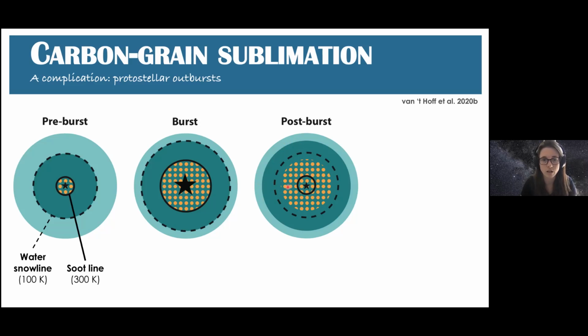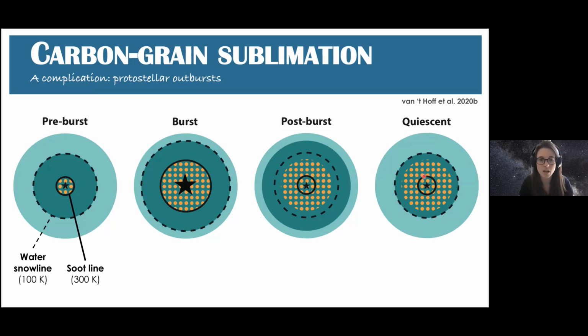a spatial difference between nitrogen and oxygen-bearing molecules, but the temperature signature might be much harder to see because nitrogen is now enhanced outside of the soot line, so in a much colder region. And then finally, when the chemistry has caught up and these molecules outside of the snow line have frozen out again, it just depends on the strength of the burst, how well we can differentiate between oxygen and nitrogen-bearing molecules.